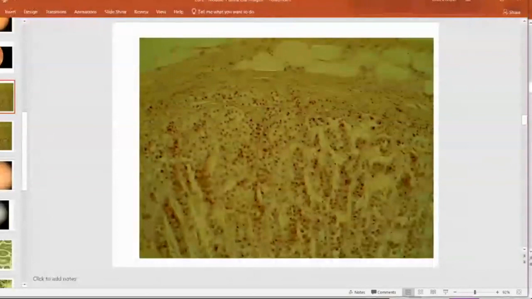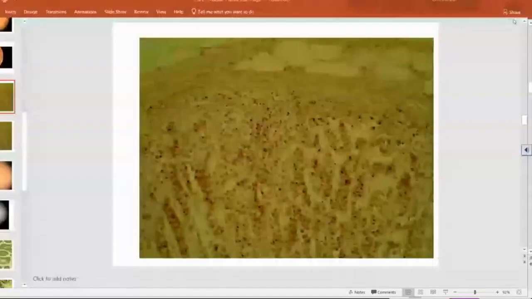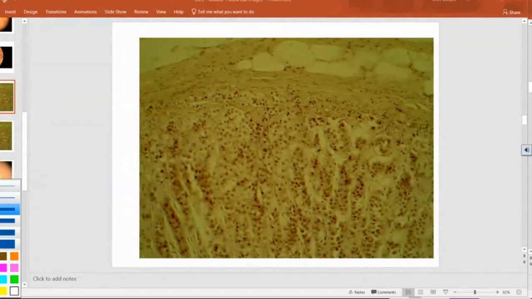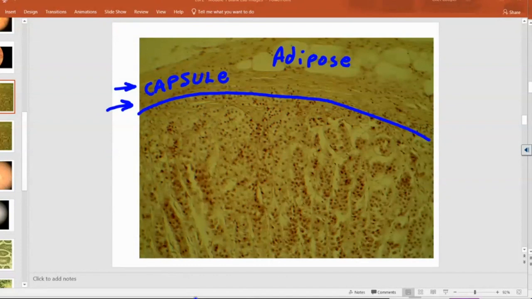Right here. Who wants to tell me what this is? That is your adipose tissue. So I'm just going to write it up there in blue. Oh, I got to click it. There. Now it'll let me do that. So that's the adipose. Right here. Above that line, what do you think? That is the capsule. And the capsule is connective tissue. That's what CT stands for, connective tissue.